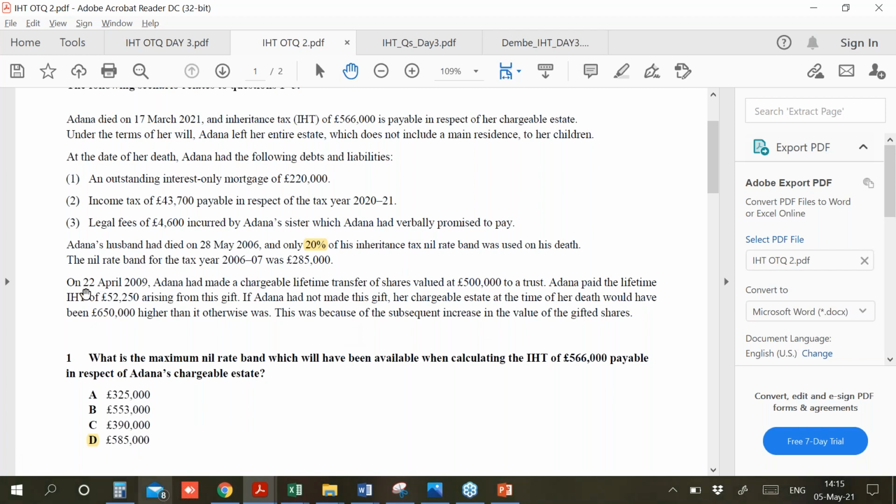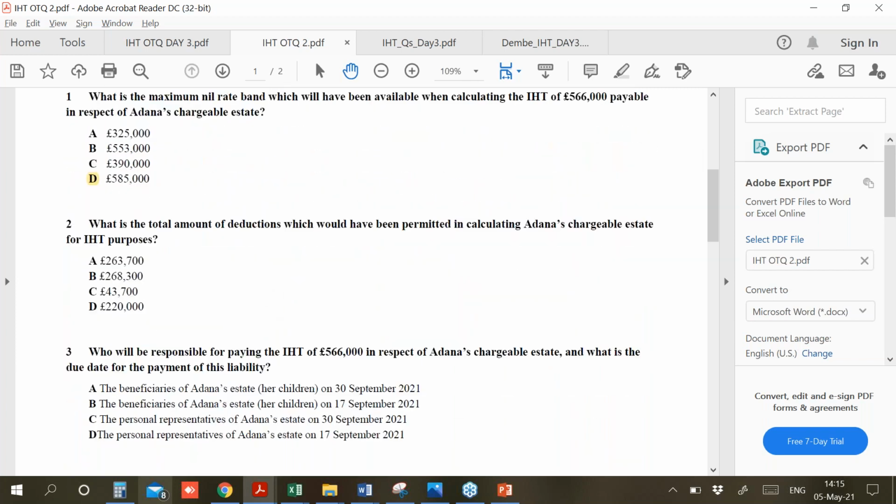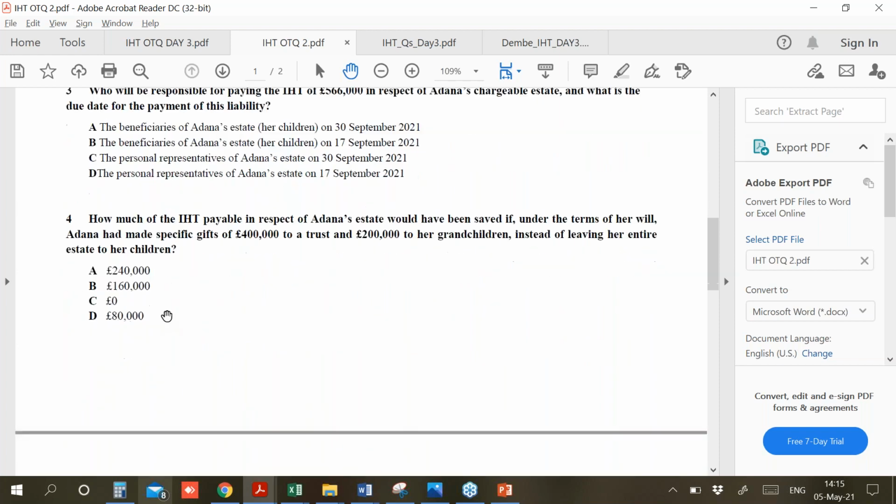Now, moving on. On 22nd April, Adana made chargeable lifetime transfers of her shares valued at 500,000. Adana paid the lifetime gift IHT of 52,250 arising from this gift as well. If Adana had not made the gift, her chargeable estate at the time of her death would have been 650,000 higher than it otherwise was. Okay, so what do we have to calculate? This was because of the subsequent increase in the value of the gifted shares. I guess this belongs to the fourth and the fifth one.